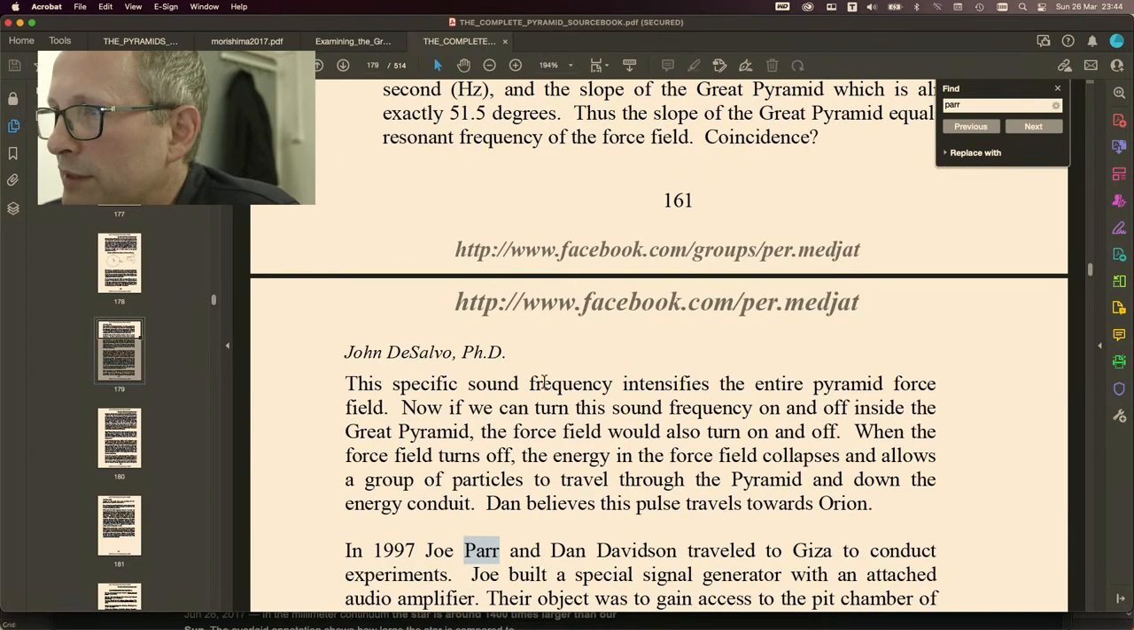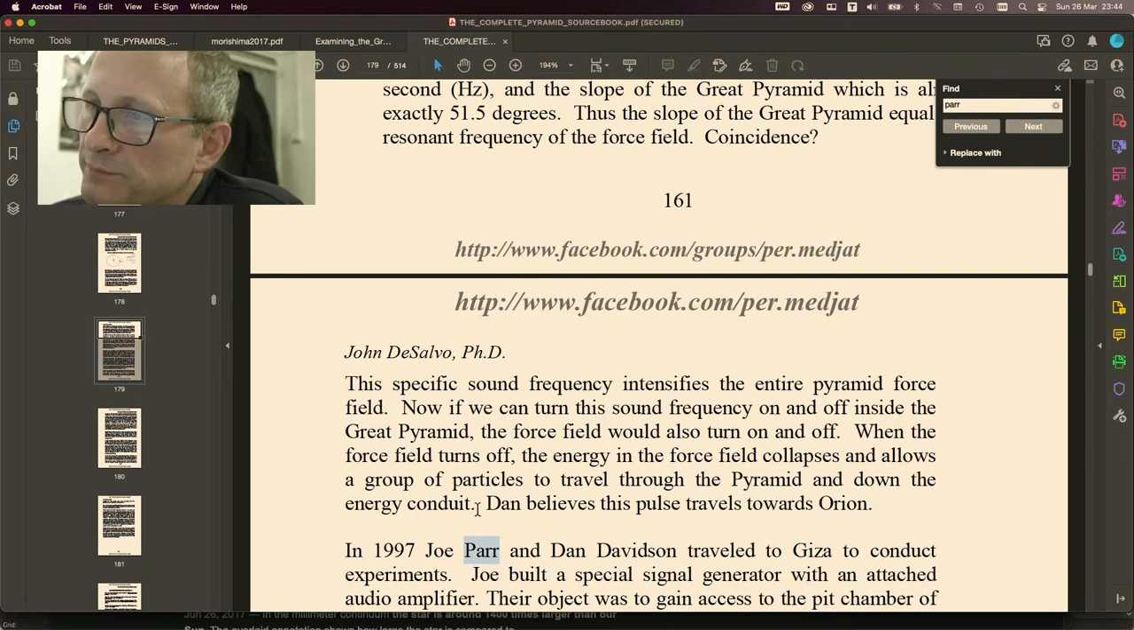This specific sound frequency intensifies the entire pyramid force field. Now, if we can turn this sound frequency on and off inside the Great Pyramid, the force field would also turn on and off. When the force field turns off, the energy in the force field collapses and allows a group of particles to travel through the pyramid and down the energy conduit. Dan believes this pulse travels towards Orion.